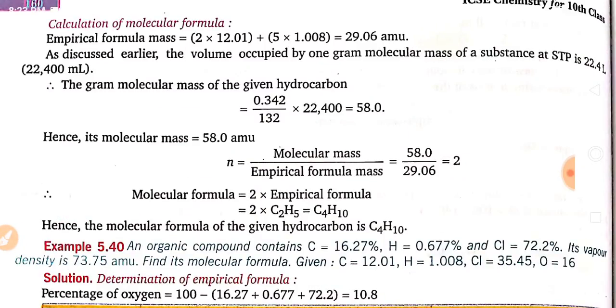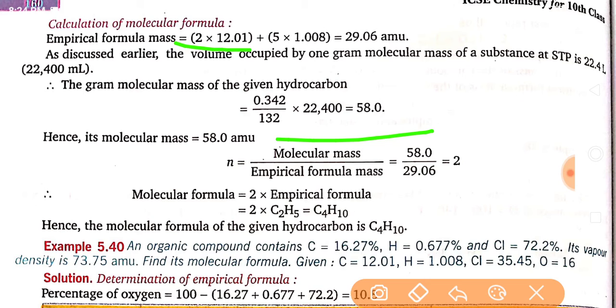Okay, for the calculation of the molecular formula, the empirical formula mass is equal to 2 into 12.01 plus 5 into 1.008, which will come to 29.06 AMU. Okay, as we know that at STP, 1 gram molecular mass of a substance occupies 22.4 liters. If you convert it into milliliters, it will become 22,400. So the gram molecular mass of the given hydrocarbon is 0.342 upon 132 into 22,400, which will become 58.0. So hence its molecular mass is 58.0.